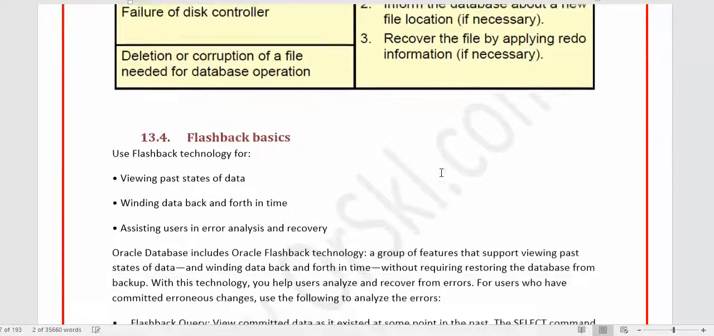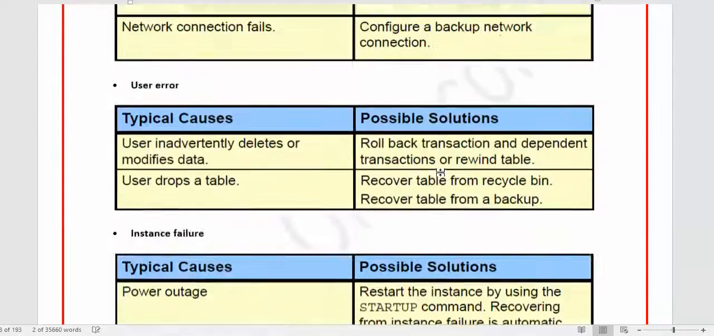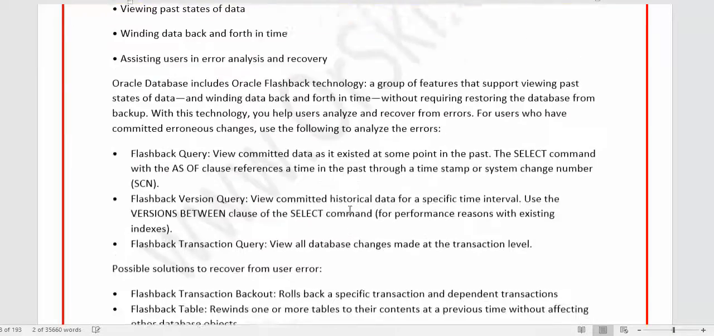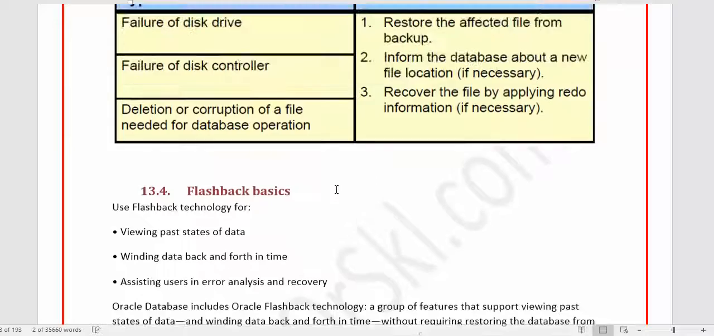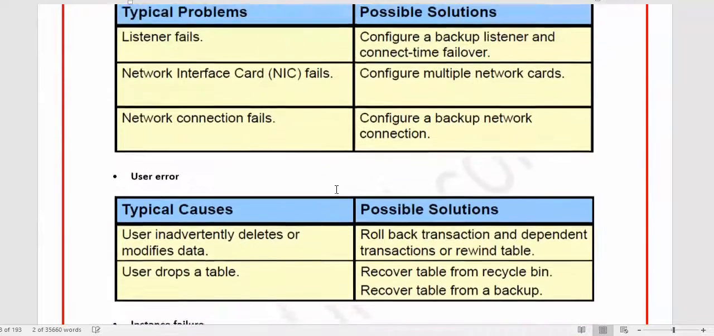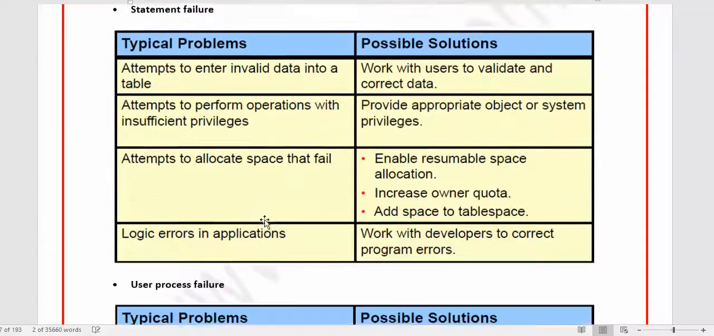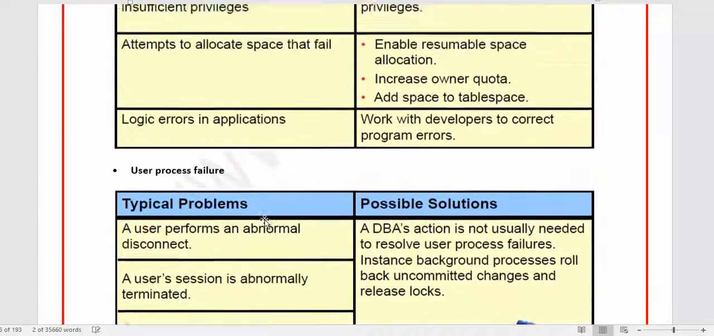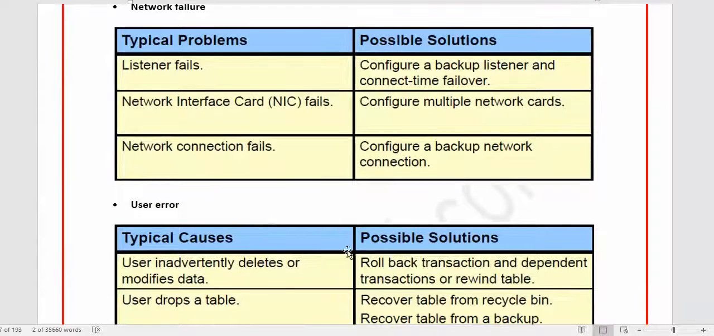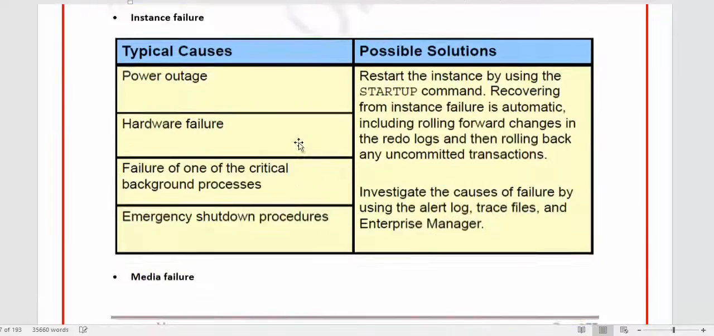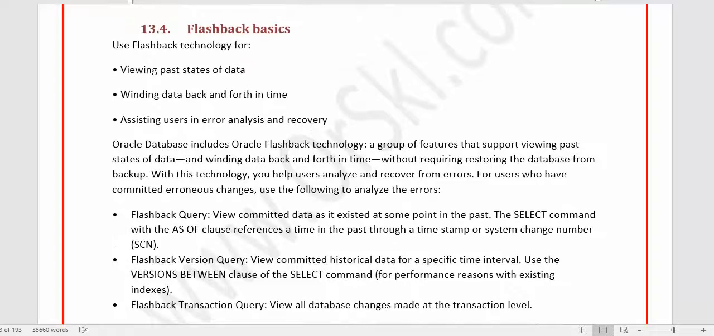All right, so now let us go to the next concept called flashback. Let me tell you where this flashback will be helpful. Flashback is always helpful with user error. You can see a rollback transaction and rollback dependent transactions to be rewound. This is when a flashback is always useful. So what exactly is flashback technology? You need to basically understand.